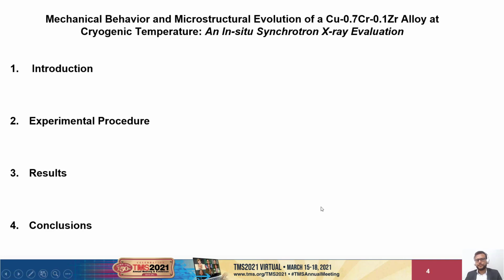This is the structure of this work. First, I'm going to give you a brief introduction. After that, I'm going to talk about the experimental procedure. After that, I'm going to talk about the results. And finally, I'm going to talk about the conclusions.